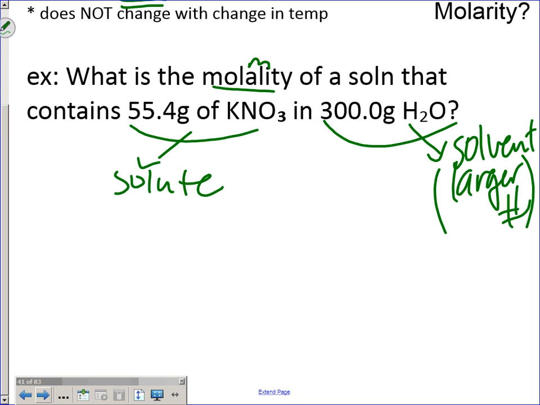Now, what do I need to do to get the molality? Molality is what again? So who's my solute here? Potassium nitrate, thank you. So moles of potassium nitrate over, molality.